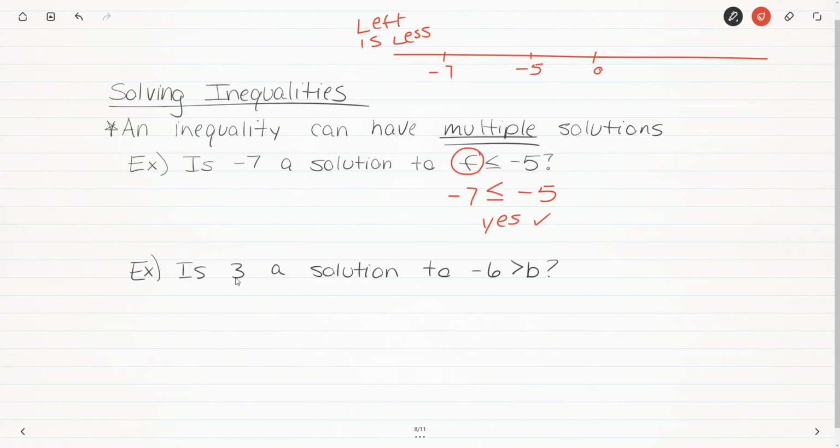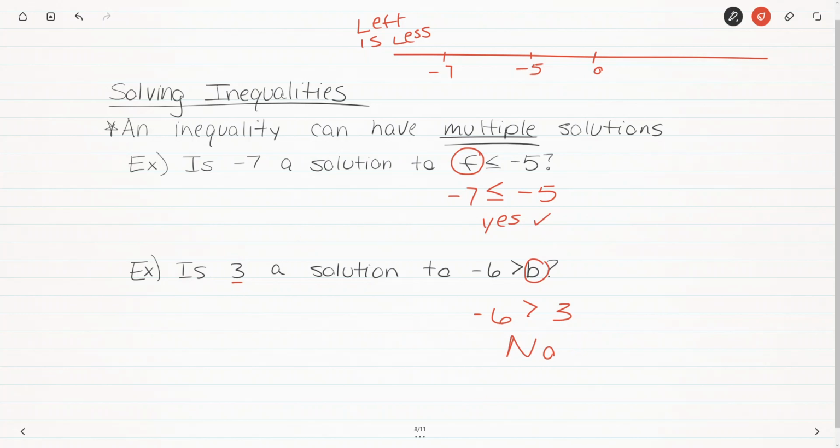Same thing for this one. Is 3 a solution to -6 is greater than b? Well, instead of b, I'm going to plug in 3. Negative 6 is greater than 3. Is negative 6 bigger than 3? Is a negative bigger than a positive? No, not in this case. So 3 cannot be a solution to this inequality.